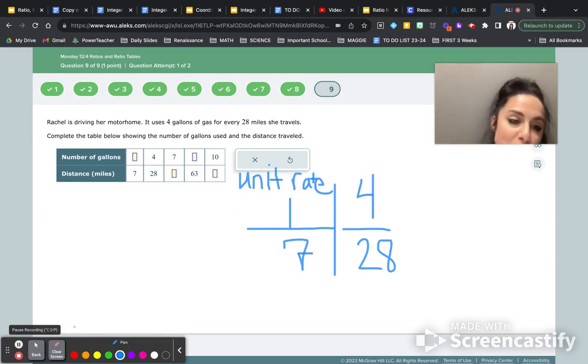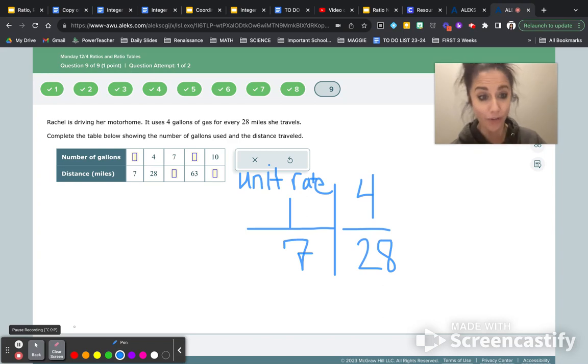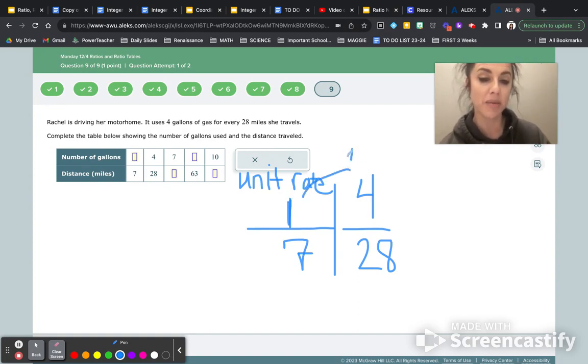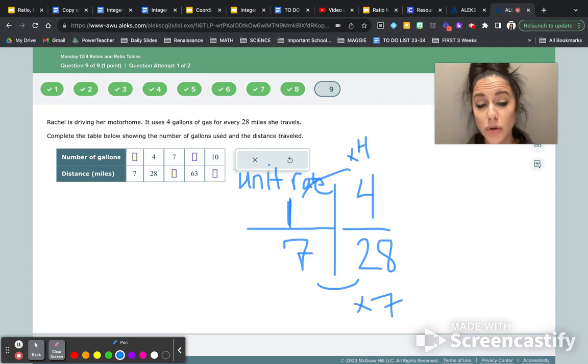So to start you guys off, I hope you went through and said, okay, I'm going to find my unit rate to make things easier. If I can put 4 gallons of gas in my RV and go for 28 miles, then I know I can break it down to my unit rate. And I can say, how far can I go on 1 gallon of gas? Well, if it takes me multiplying by 4 to get from 1 gallon of gas to 4, then I know I have to do the same thing here, right? So I'm going to take 7 times 4, and that would give me 28. So that's how I found my unit rate. I know for every 1 gallon of gas, I can go 7 miles. And from there, I'm just going to fill in everything else, right?